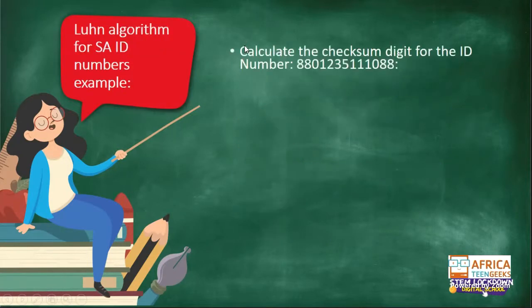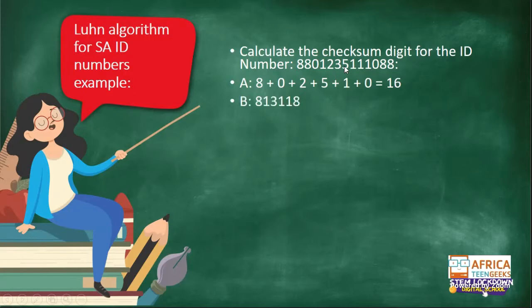So here's the example. So it's always good to look at an example. So there's an ID number over there. It says they calculate the checksum digit for the ID number. So that is my 13th character, 8. So what do we say? A, take every odd position. So it's the 8 plus the 0 plus the 2 plus the 5 plus the 1 plus the 0. We don't worry about that one. My answer is 16. Okay.